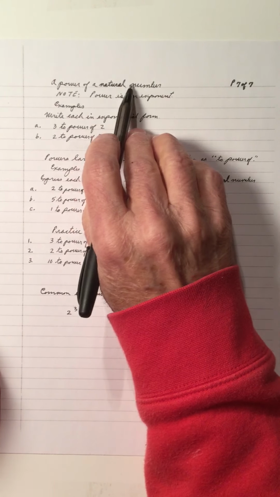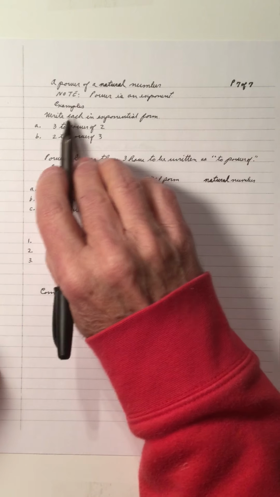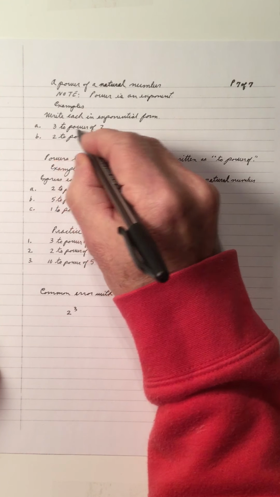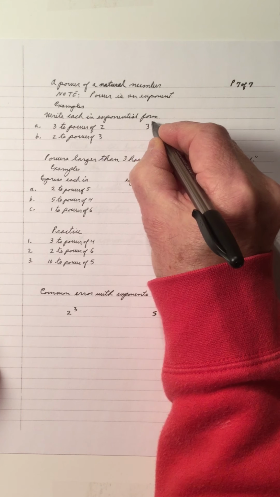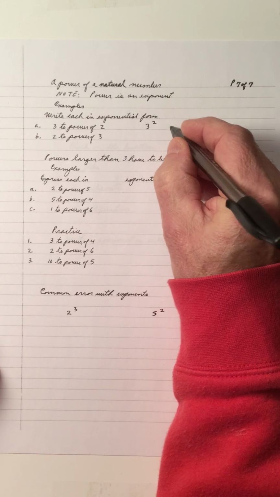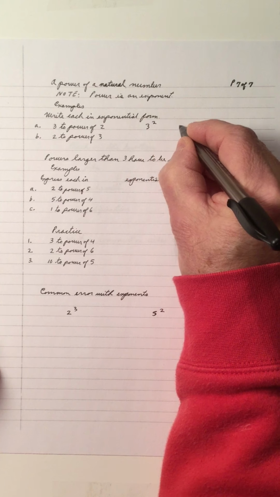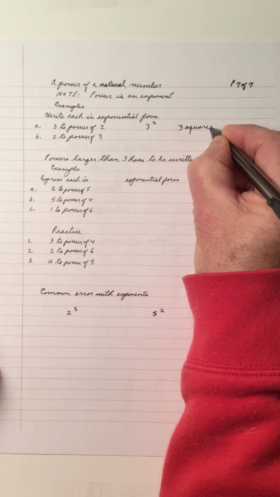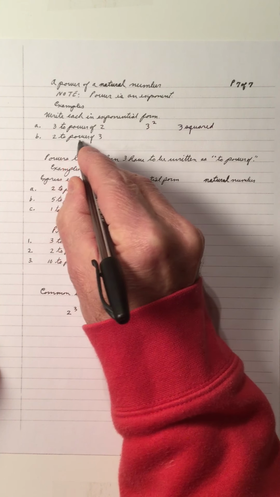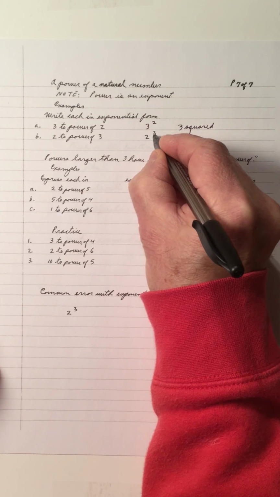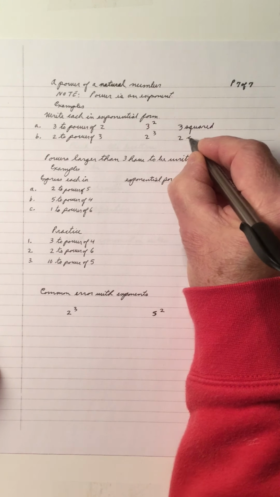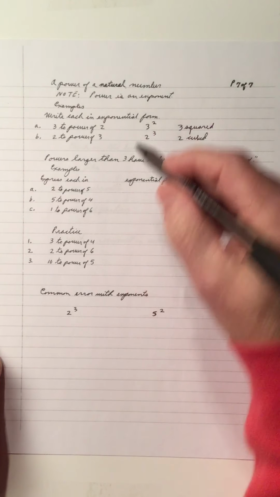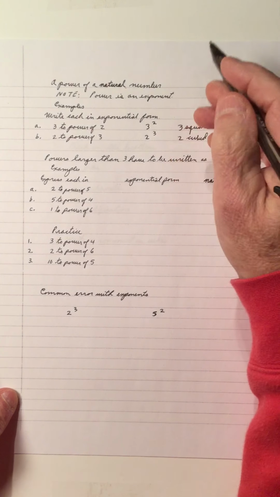A power of a natural number. A power is an exponent. Write each in exponential form. 3 to the power of 2 is 3 squared. Notice, the power of 2 we say squared. 2 to the power of 3 is the same as saying 2 cubed. So when we square and cube, we just write the 2s in.